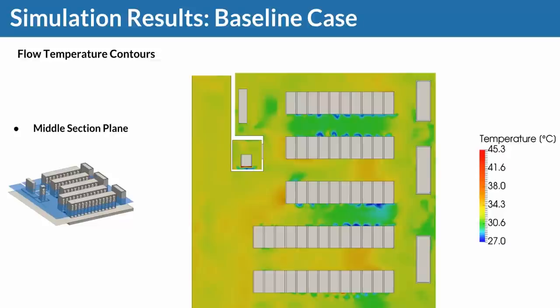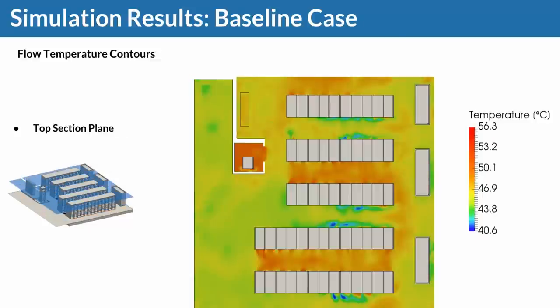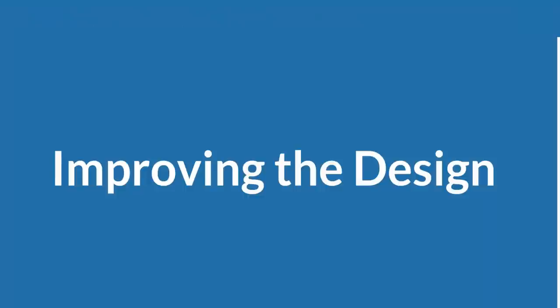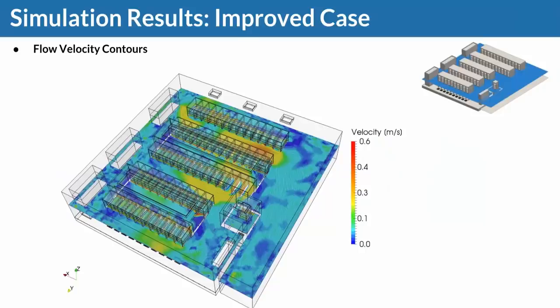But as we move upwards, these effects are mitigated and the circulation and recirculation takes over, reducing the efficiency of our data center. For an improved design, this is another simulation that we set up. I will not be jumping to the setup itself just to save time. We'll consider the improved results and how they affect it.